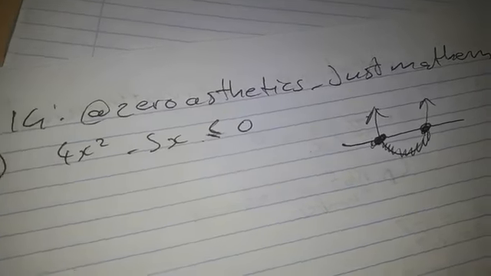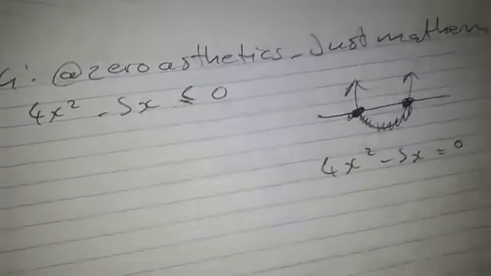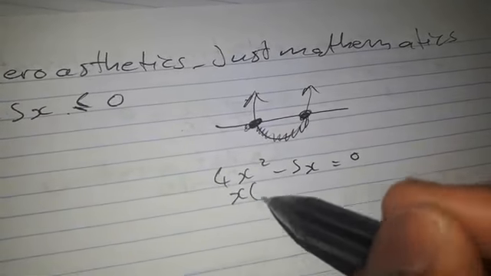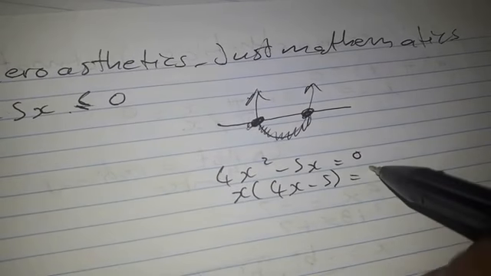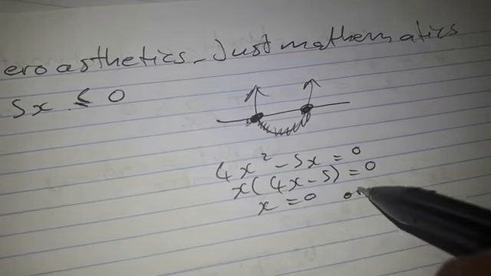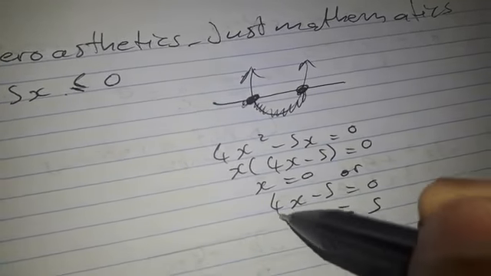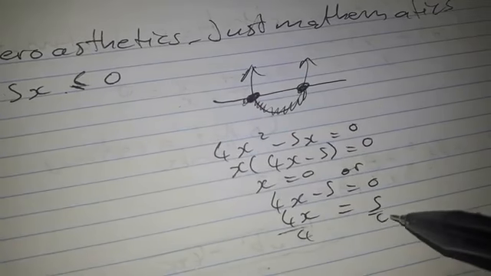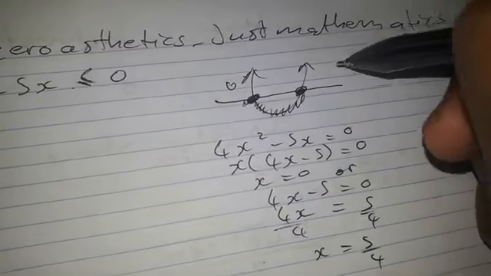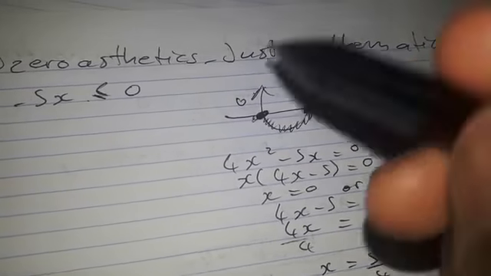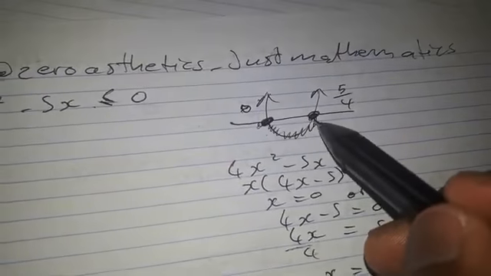So we need to find these 2 x values, and to do that we just need to solve for x. Equate this to 0. If you take out x as a common factor, you basically have 4x minus 5 equal to 0. So x is equal to 0, or we have 4x minus 5 equal to 0, and then you're clearly seeing that x is going to be equal to 5 over 4. So technically this is 0, this is 5 over 4, and our graph is below 0 from 0 until 5 over 4.